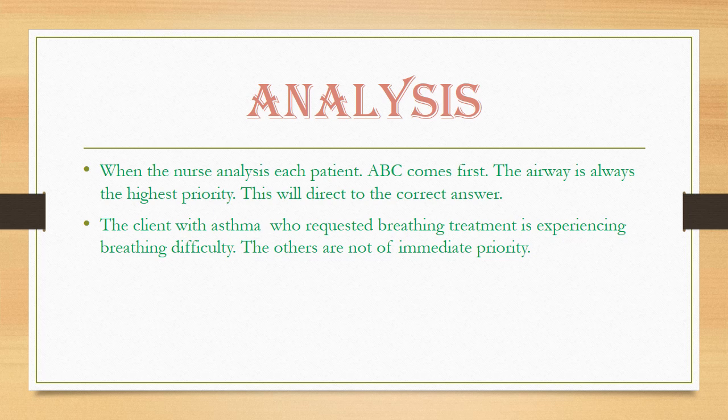After our analysis of each patient, the ABC comes first: airway, breathing and circulation. In that, the airway is always the highest priority. This will direct us to the answer. The client with asthma who requests a breathing treatment is experiencing breathing difficulty. The other clients are not of immediate priority.